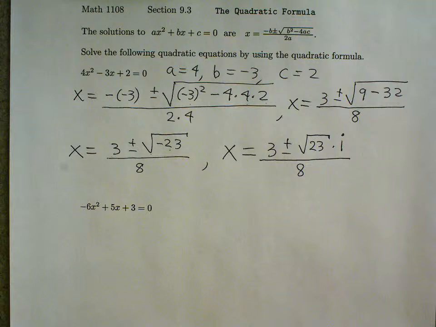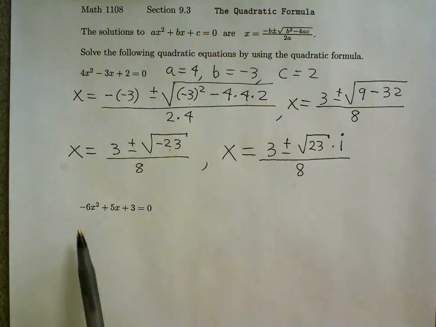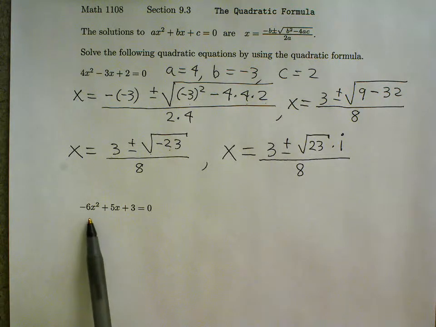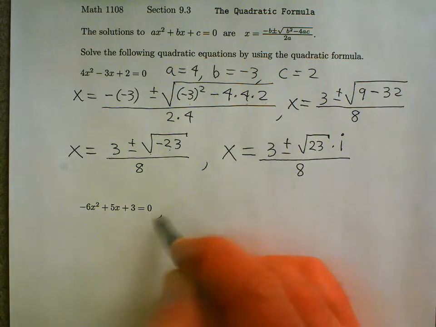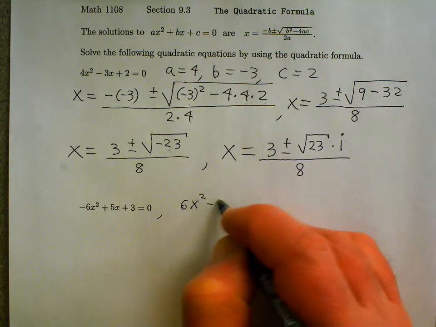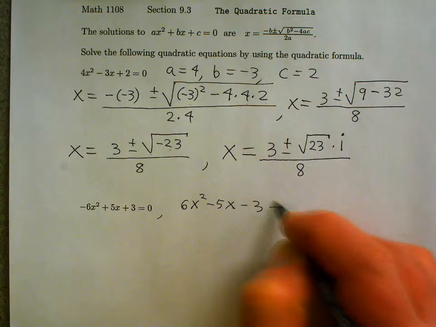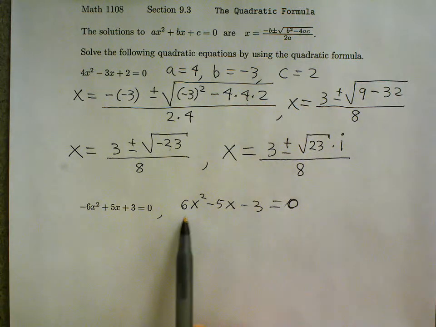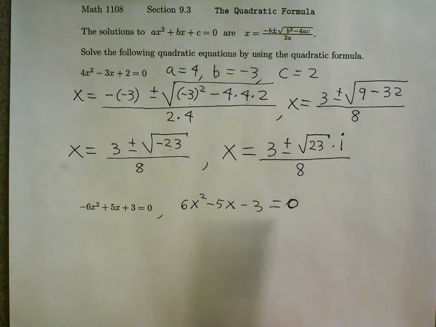So what are you going to do? How are you going to start on this one? Multiply by -1. That's what I would do. I would multiply both sides by -1 just to make the arithmetic a little bit easier. So if we multiply both sides by -1, we get positive 6x squared minus 5x minus 3. 0 times -1 is 0. And then use the quadratic formula on this equation.